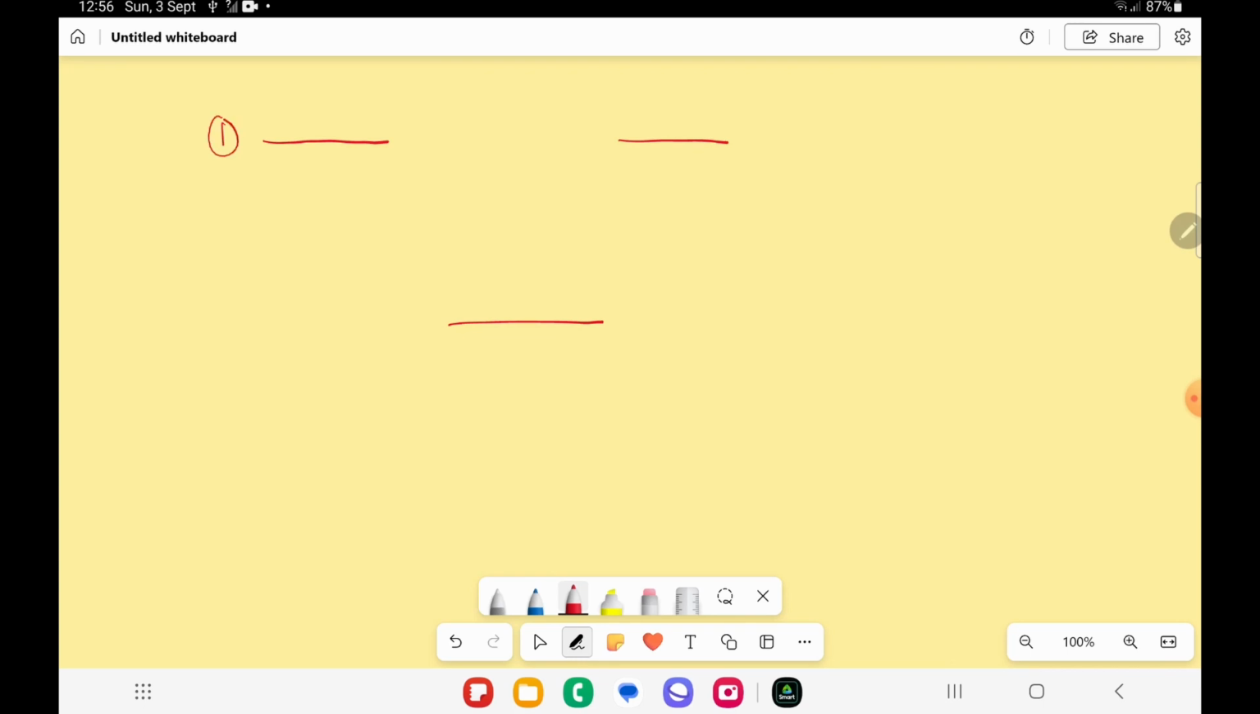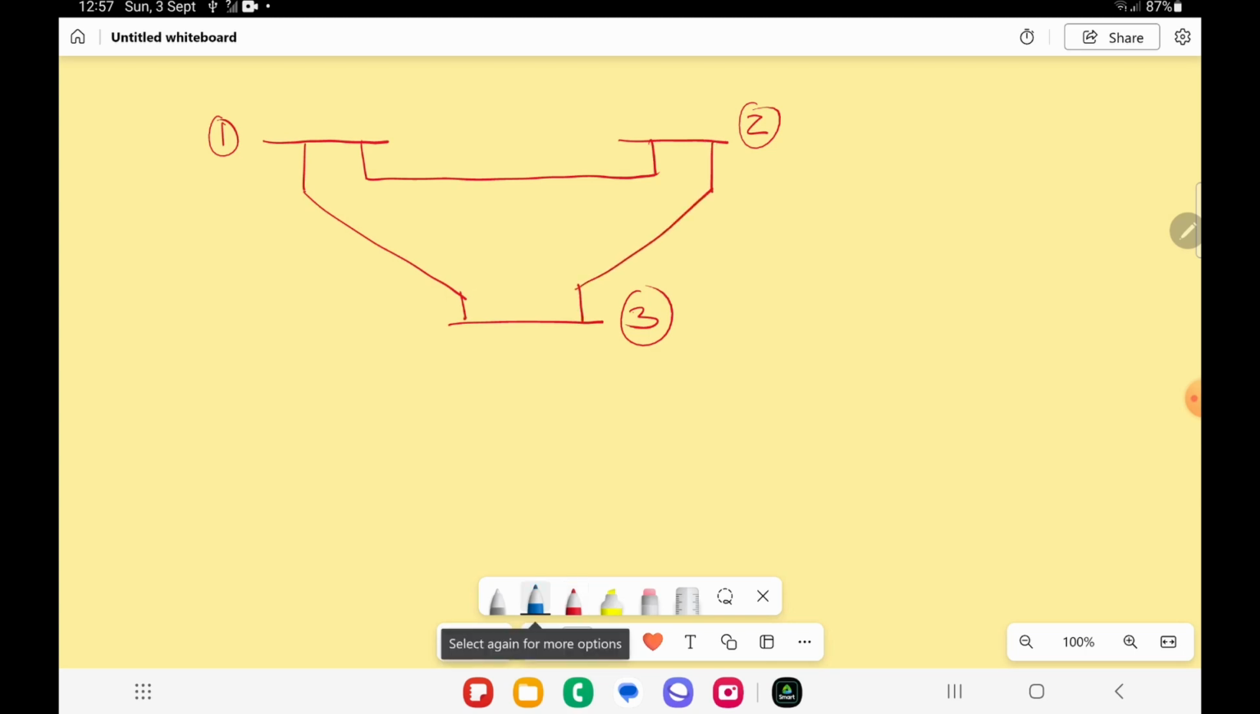with bus 1, bus 2, and bus 3. This is connected with a transmission line. I will assign bus 1 as slack bus. Bus 2 is a generator bus, and bus 3 as a load bus.